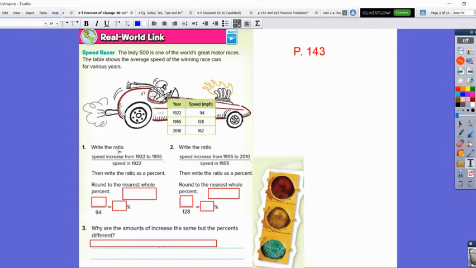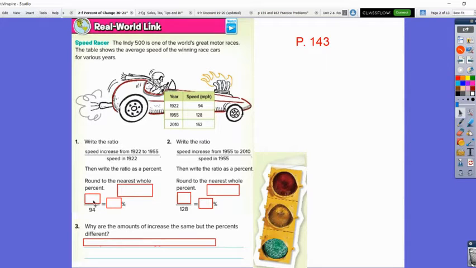All right, so it asks you to write two ratios here. The first one, the increase in speed from 1922 to 1955. To find that increase, you subtract these two numbers, from 94 up to 128. That difference, 128 minus 94, is 34. And you divide that by the 1922 speed, 94. So 128 minus 94 is the change, that's the thing at the top, divided by that speed in 1922.